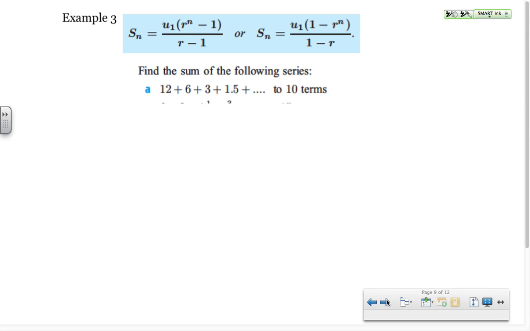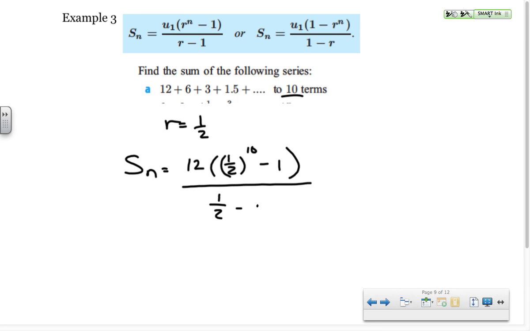So first of all, I need to identify what my r is. So r is saying I'm multiplying everything by something to get to the next term. In this case, they're getting smaller, so I'm going to be multiplying by a fraction or a decimal. 12 to 6 is multiplied by 1/2. 6 by 1/2 is 3, so my r is 1/2. So my S_n, my summation here, or my series to 10 terms, is u1, which is 12, times 1/2, the whole thing, to the 10th power, minus 1, over 1/2 minus 1.